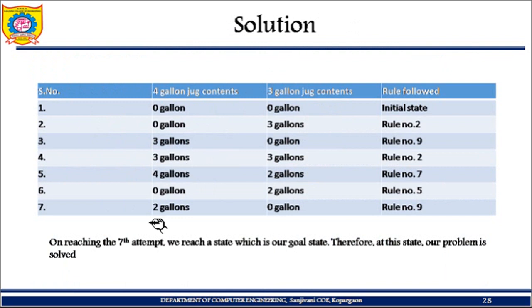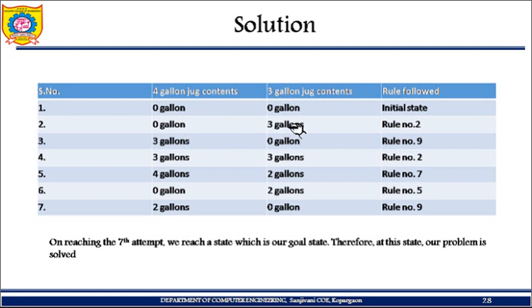So what is the solution to this? The solution is achieved within 7 steps. Let us see the 4 gallon jug, the 3 gallon jug, and which production rule has been followed, as stated over here. Initially I have 0 gallons in both, so (0, 0) is my initial state. Next, my second jug, we will put 3 gallons of water in it. Which rule am I using? Rule 2, filling my 3 gallon jug with water.